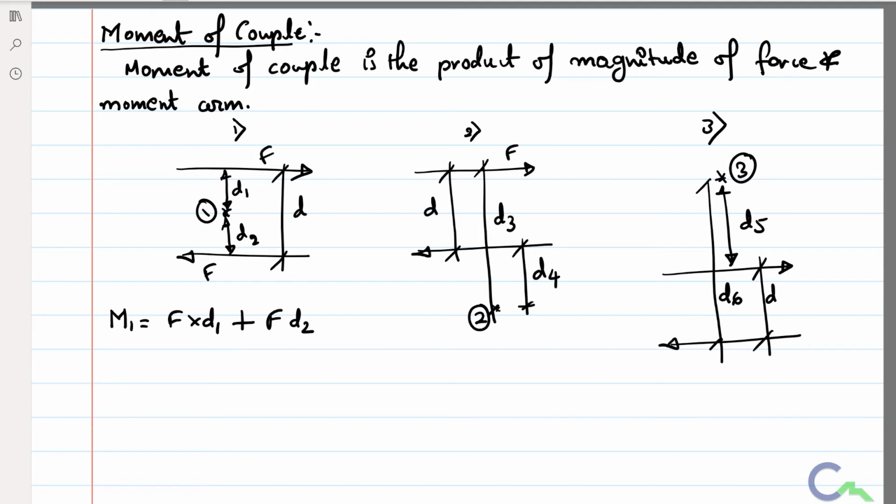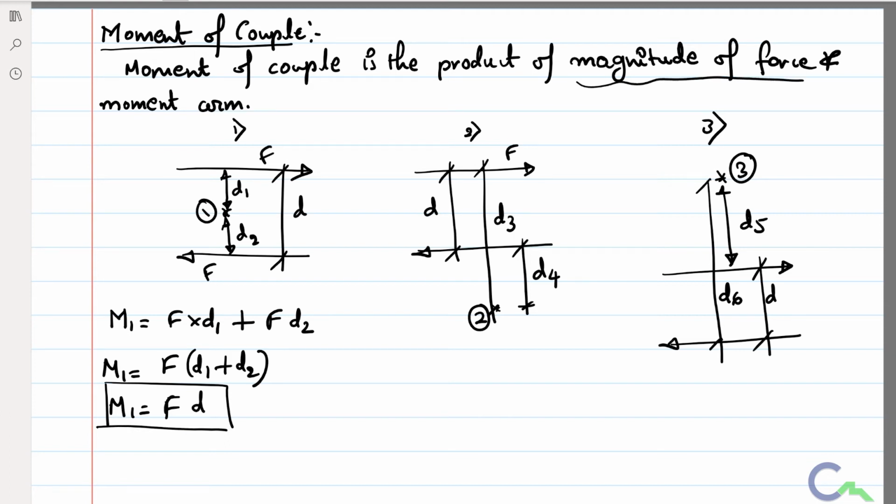So on that point, therefore M1 is equal to F common, d1 plus d2. Therefore M1 is equal to F into (d1 plus d2), that is d. So that is nothing but the product of the magnitude of the force and the moment arm, that is d. So in the second example, I will take the moment as M2. I am going to calculate the moment about this point.